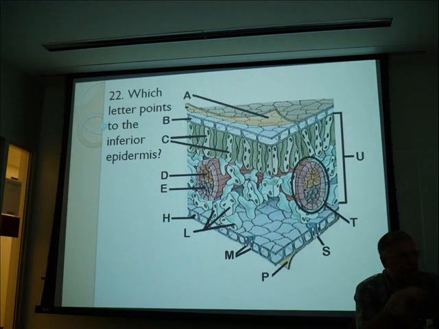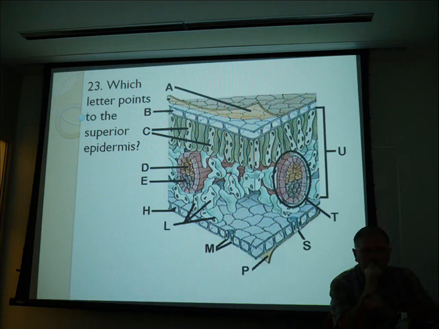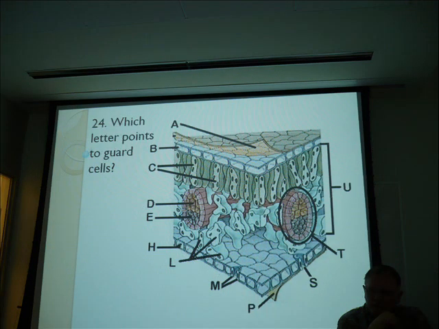Delta is inside. Inferior epidermis. It's H, as in Hotel. My bad. Okay. And the other one is B, and then superior would be B. Bravo. Guard cells. M. M's guard cells, they surround the stoma.